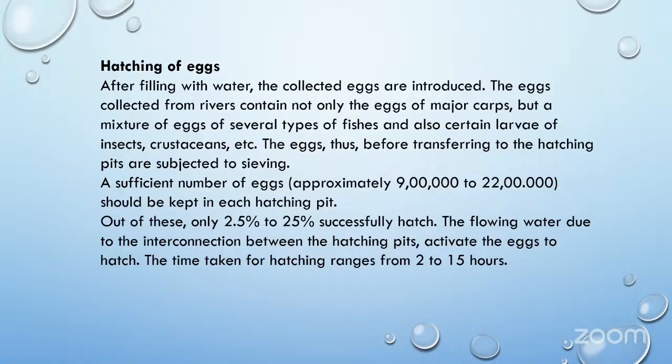A sufficient number of eggs, approximately 9 lakhs to 22 lakhs, should be kept in each hatching pit. Out of these, only 2.5 to 25% successfully hatch. The flowing water due to the interconnection between the hatching pits activates the eggs to hatch. The time taken for hatching ranges from 2 to 15 hours.